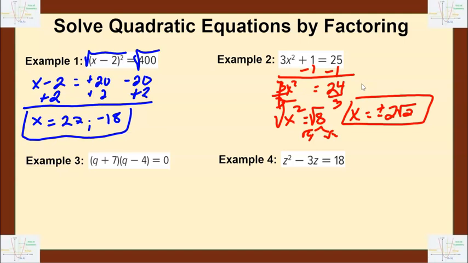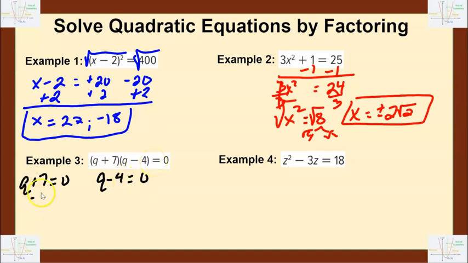Example 3, here we are going to factor. So this one, example 3, that one's already factored. So all I would have to do is just make each binomial equal to 0. Because if one of them is 0, 0 times another number is going to equal 0. So now I have q plus 7 equals 0, and I have q minus 4 equals 0.